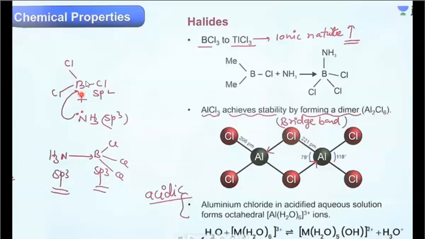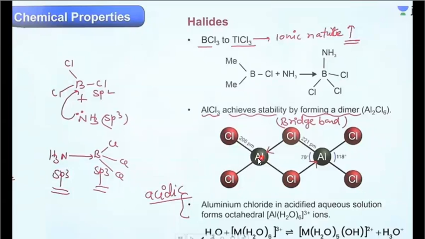That means 6 electrons are around the boron, so the octet is not complete. It is able to accept a pair of electrons from any donor, Lewis bases. That's why it is behaving like a Lewis acid. So halides of group 13 behave like Lewis acids. They can gain a pair of electrons from Lewis bases like ammonia, and they can form a coordinate compound like this. Now, AlCl3 achieves stability by forming a dimer.